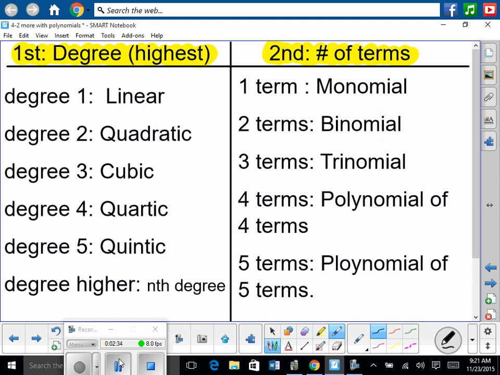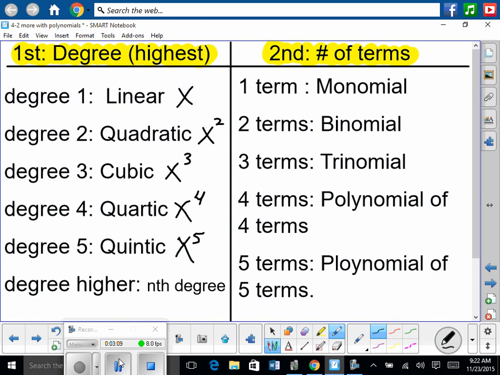And then anything higher than degree 5 doesn't have a specific name. It's just 6th degree, 7th degree, 8th degree, 9th degree. Does that make sense, everybody? So these are the names you'll give it depending. So linear would be degree 1, so like x. Right, everybody? That's degree 1. Degree 2 would be quadratic, so x squared. Cubic, x cubed. Quartic, x to the 4th. And quintic, x to the 5th. Anything higher, it's just 6th degree, 7th degree.